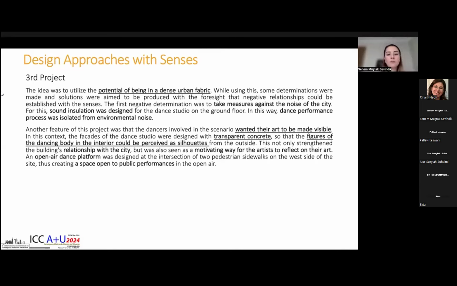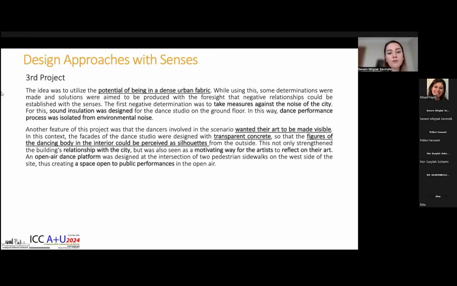Another feature of this project was that the dancers involved in the scenario wanted their art to be made visible. In this context, the facades of the dance studio were designed with transparent concrete so that the figures of the dancing body in the interior could be perceived as silhouettes from the outside. This not only strengthened the building's relationship with the city, but was also seen as a motivating way for the artists to reflect on their art.